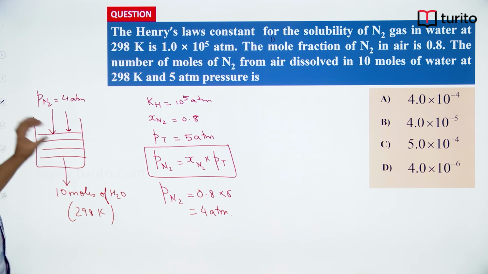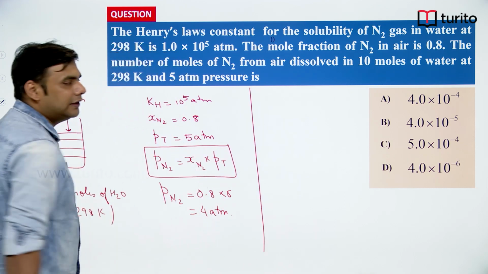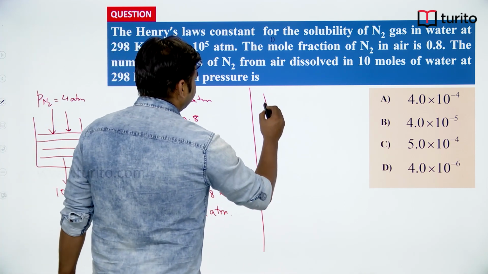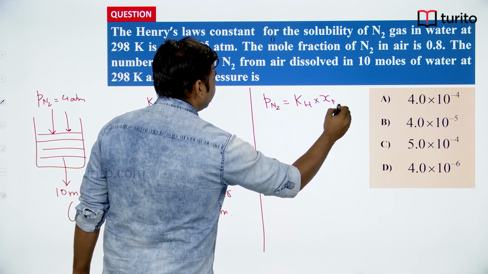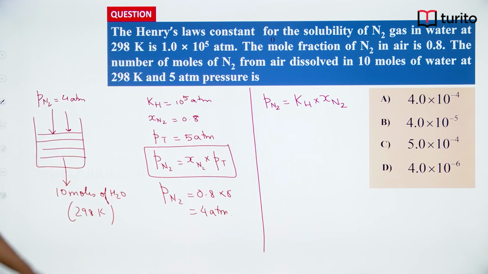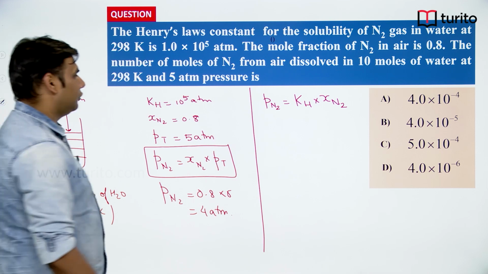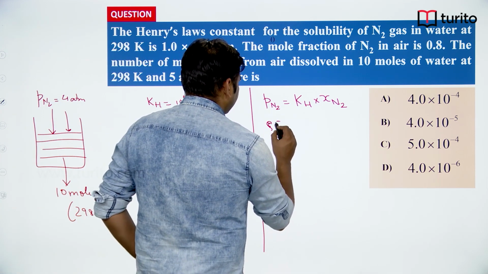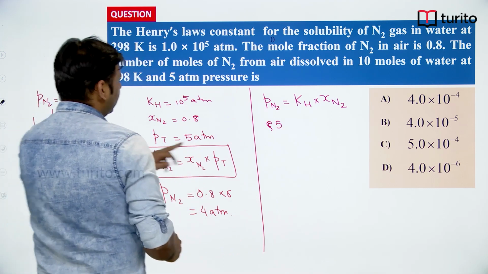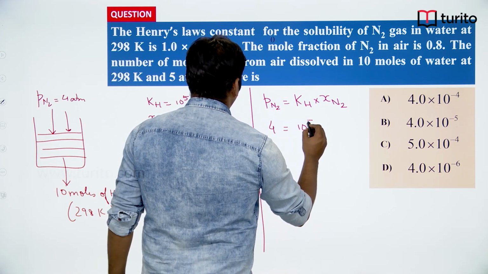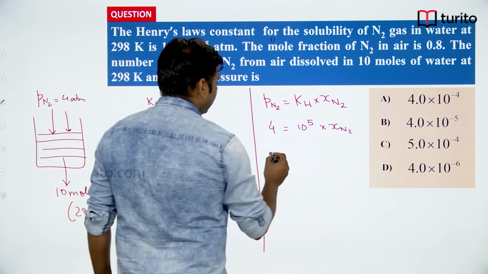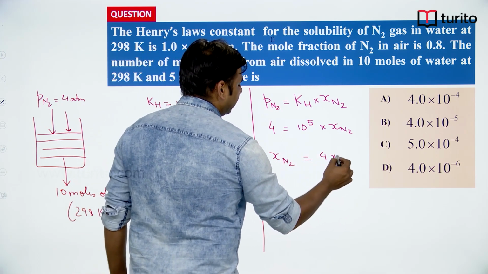So this is basically asking the number of moles of N2 that would dissolve from air in 10 moles of water. Okay, so we'll apply Henry's law. Henry's law says the partial pressure of N2 is equal to the Henry's constant times the mole fraction of N2. We know the partial pressure of N2 is 4, and the Henry's law constant is 10 raised to power 5. So the mole fraction of N2 I can write as 4 into 10 raised to power minus 5.